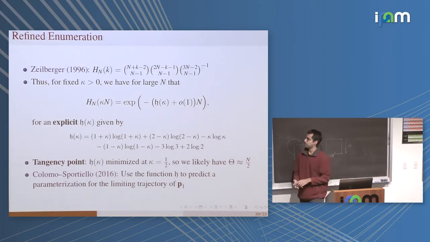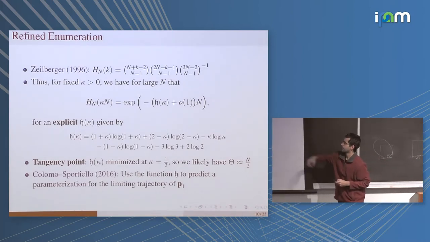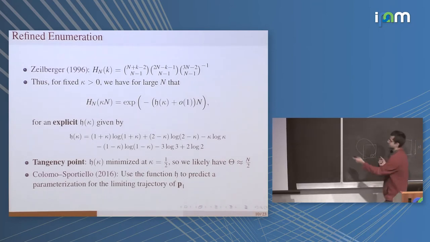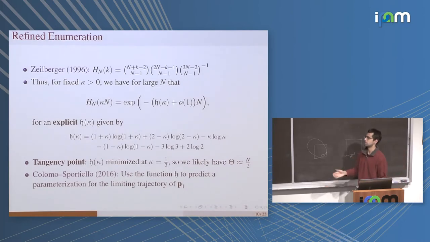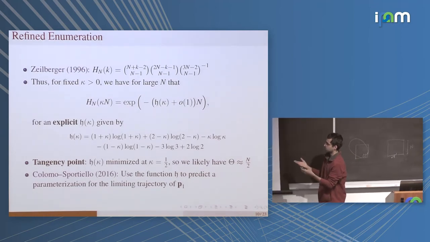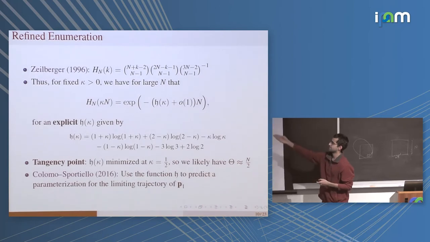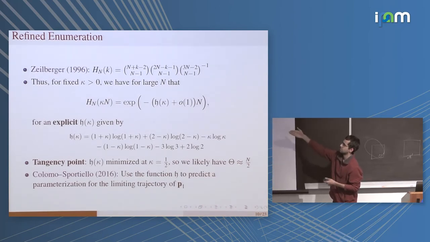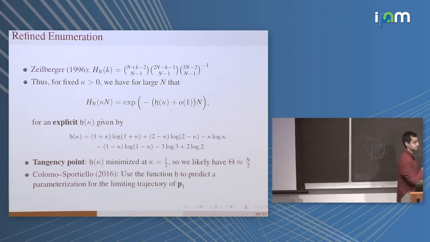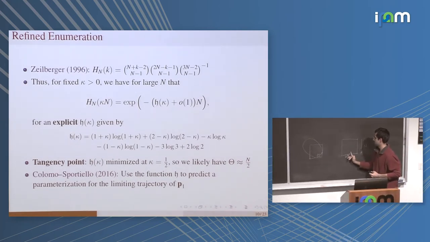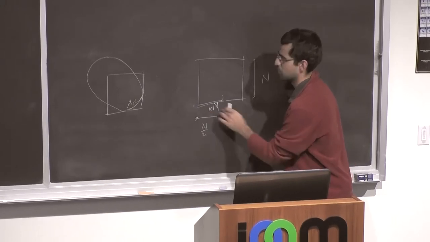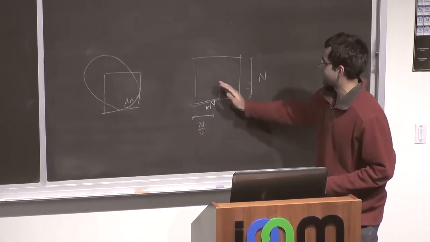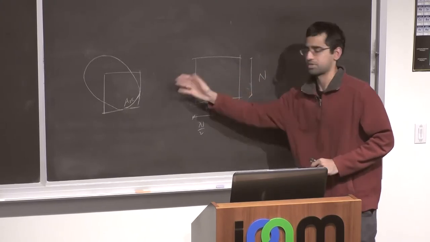The place where this h is minimized is going to tell me the most likely location, because there's a minus sign there, where this bottommost path exits the bottommost row. A quick computation using this function shows that the minimum of h appears at kappa equals 0, where h actually vanishes, which will be more or less the maximum of your refined partition function. What that's telling you is that the bottommost path basically exits the bottommost row about halfway along the row. So this is morally giving you the tangency point of the arctic curves, so to speak.